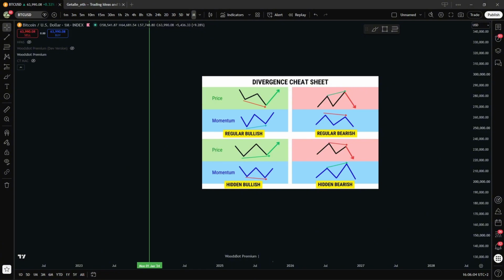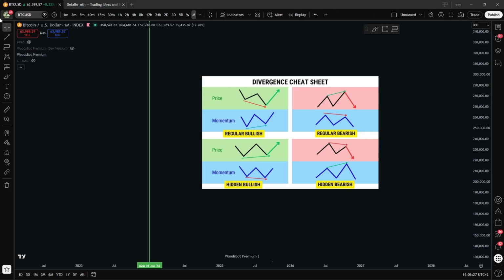Okay, let's begin. So what even is RSI? RSI stands for Relative Strength Index. And basically the name says it all. It measures the relative strength of price action. It also measures the speed and momentum. So RSI is a momentum oscillator.